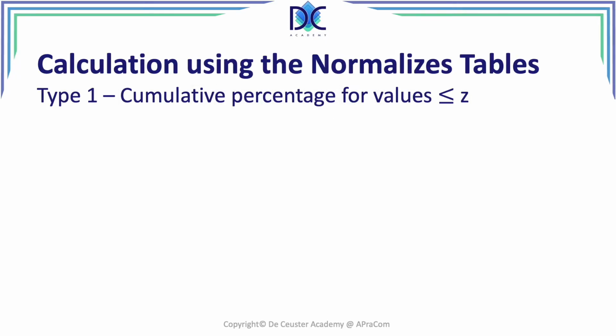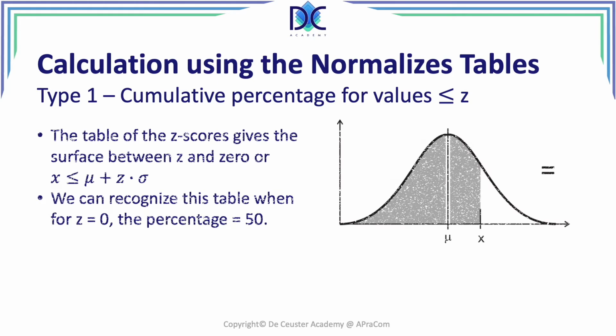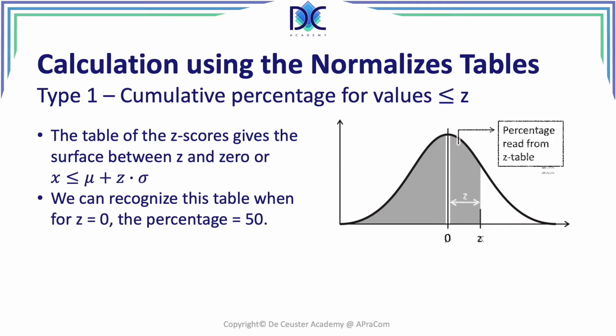The first type of table that you can find is the cumulative percentage for all values smaller than Z. I put the X value here because we are going to calculate the Z value there. I replaced it by Z now, so we're going to see what the elements are here, and we look at the left from Z and we read that percentage from the Z table.